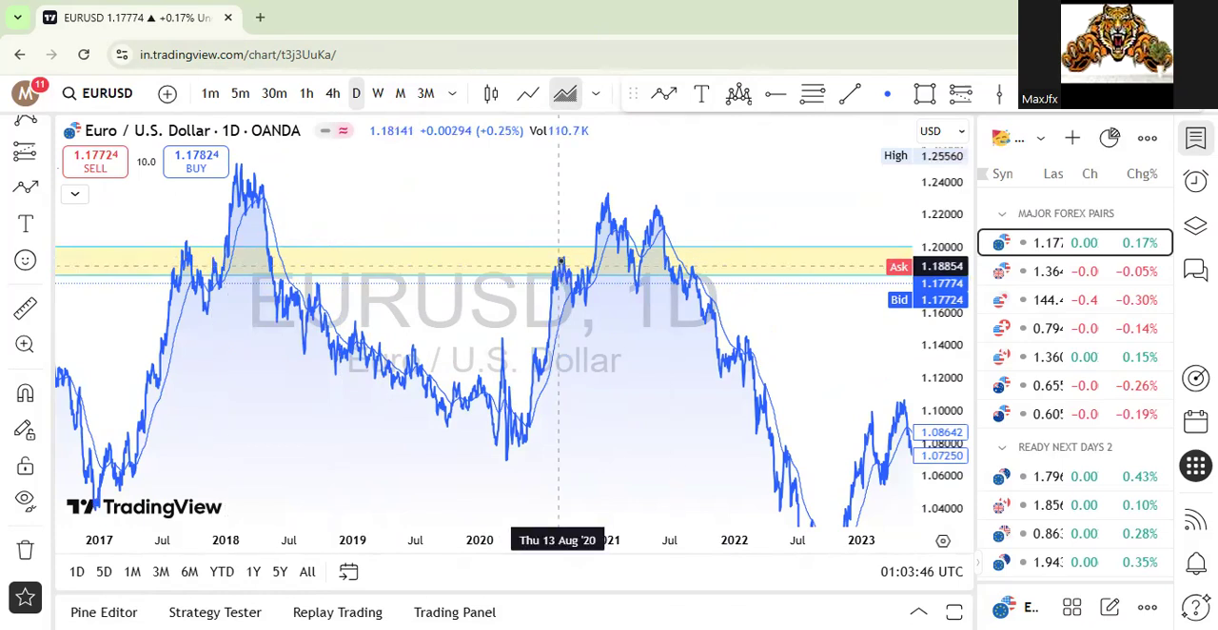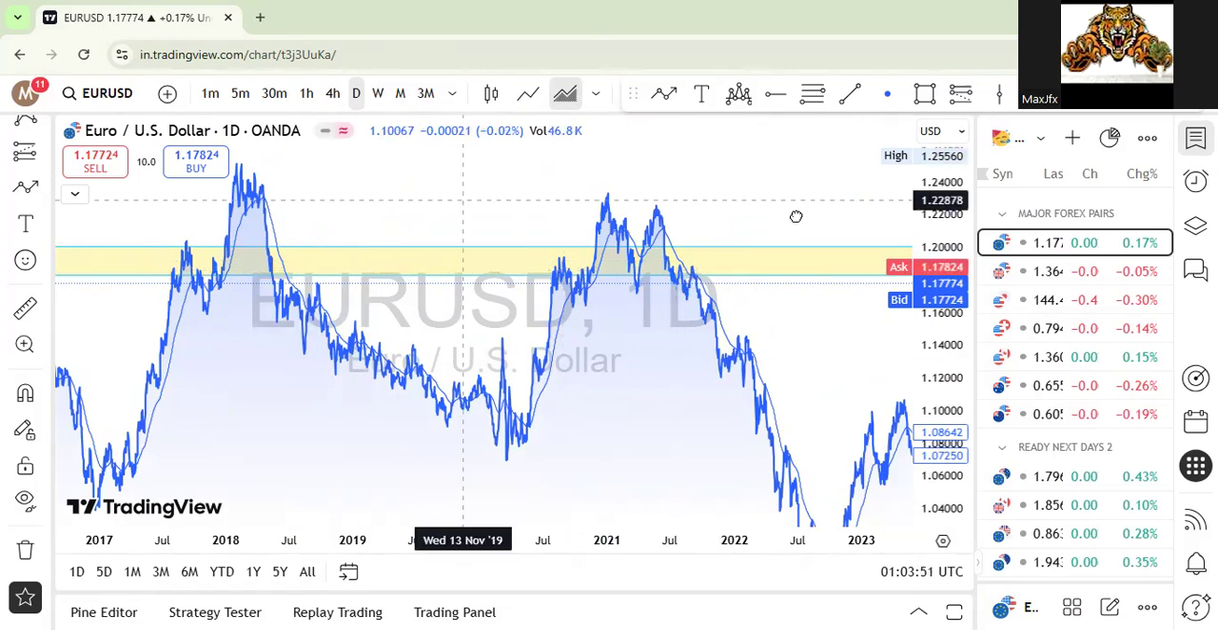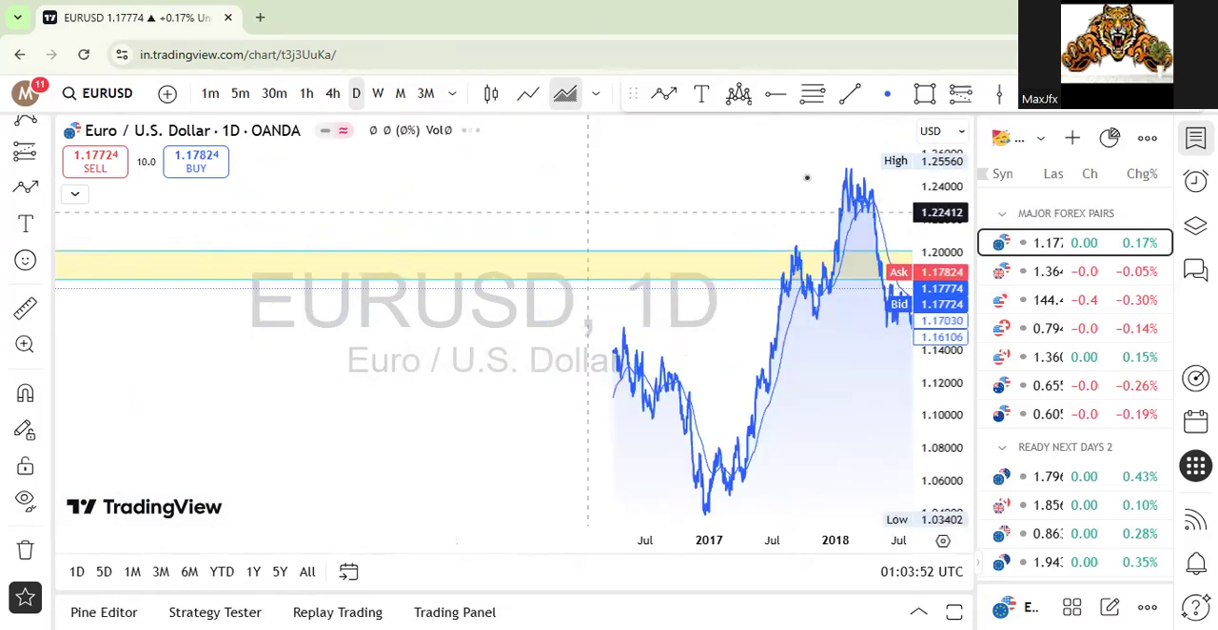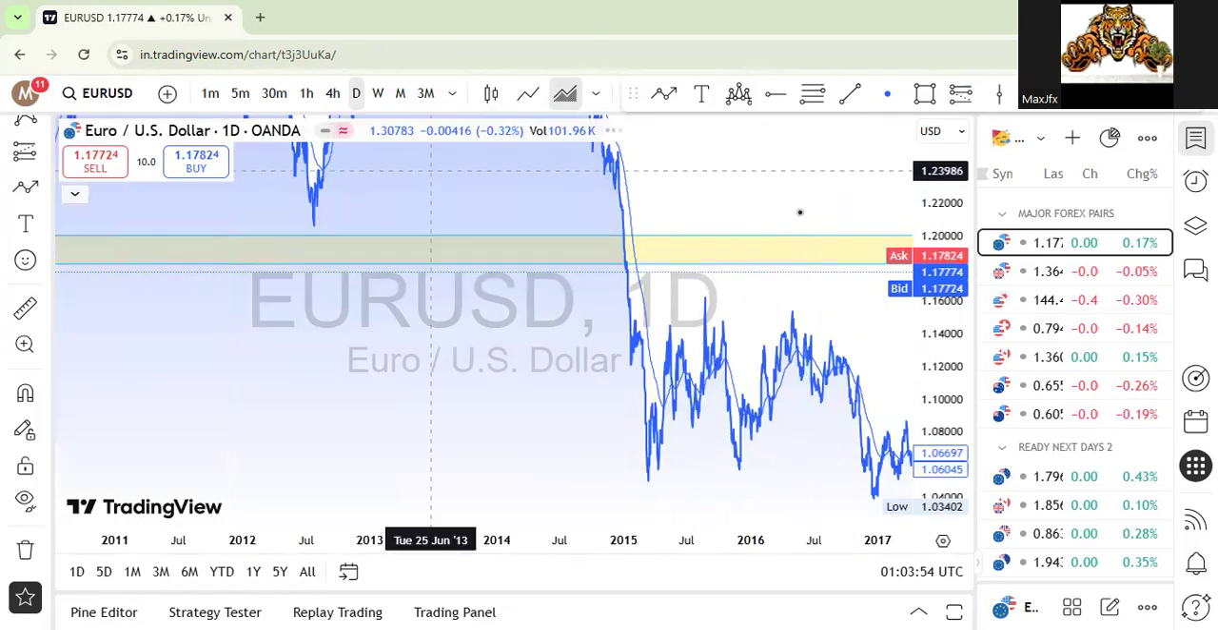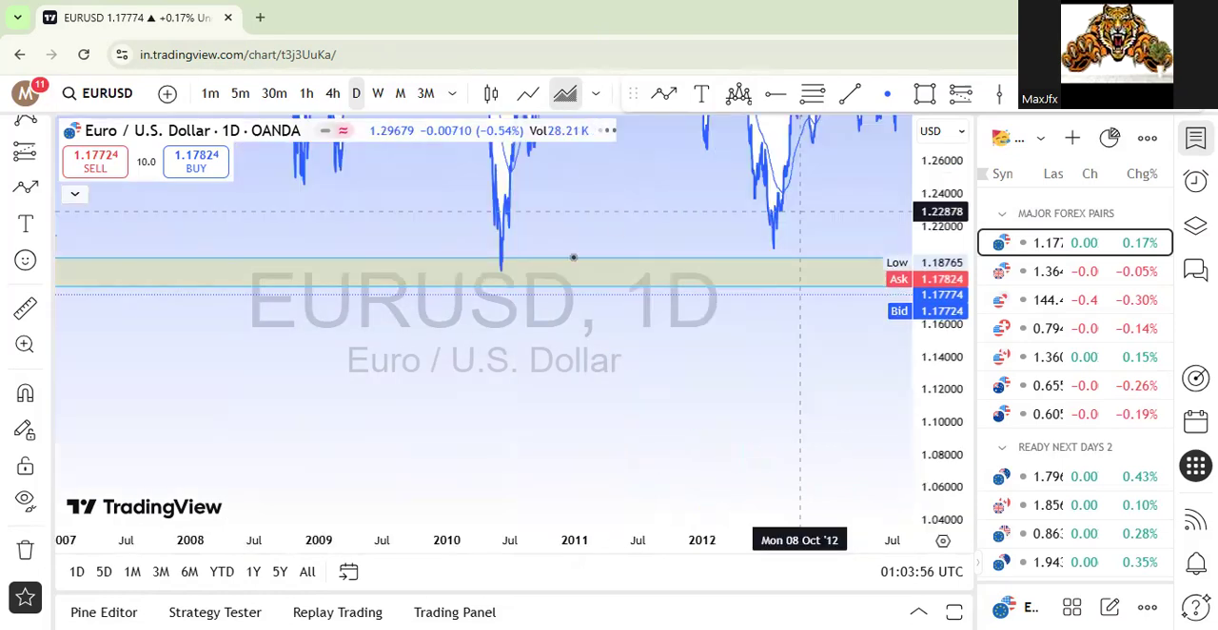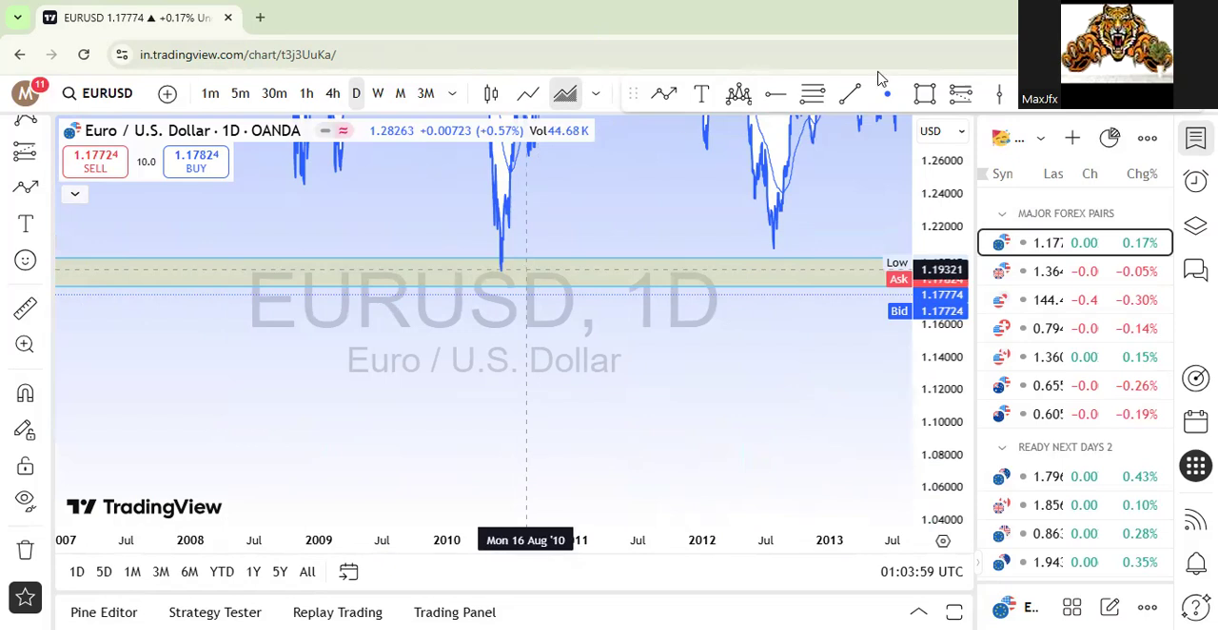And at the same price, there's another reaction. At the same price, there's another reaction right here. So we have at least three touches or three reactions in the zone. The same thing, so the same line. If I draw a line right here, you can see that it matches all of them.